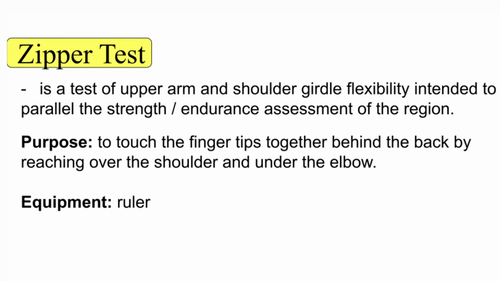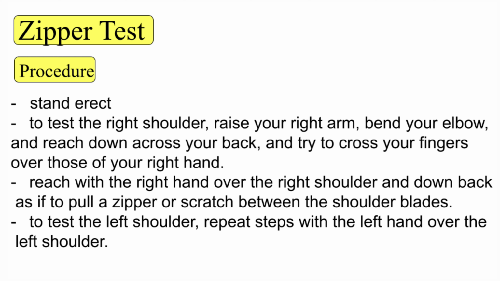The next test is the zipper test. The zipper test is a test of upper arm and shoulder girdle flexibility intended to parallel the strength and endurance assessment of the region. The purpose is to touch the fingertips together behind the back by reaching over the shoulder and under the elbow. The equipment: a ruler.